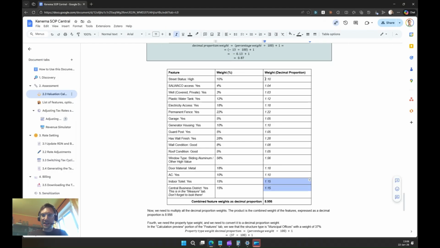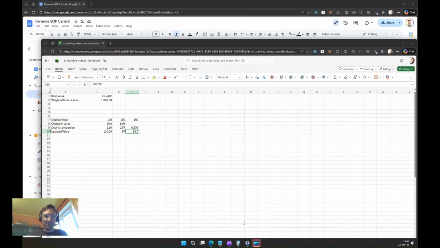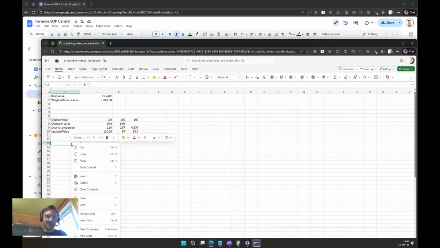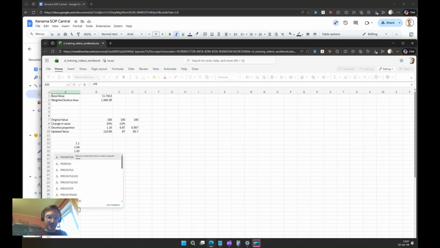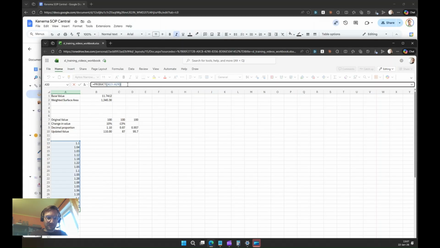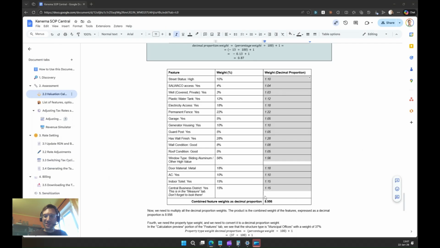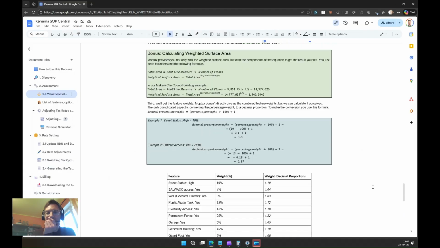And the way to get the combined feature weights is we take all of those and multiply them together, right? So I have all of those, and if I take the product of all of these, I get 8.956. And that's what we see here, 8.956 from multiplying all of these together. So at this point, we're done pretty well.